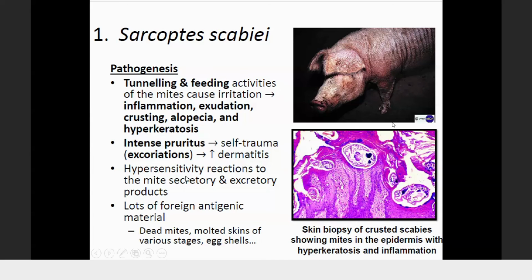There is also a hypersensitivity reaction to the mite's secretory and excretory products, and lots of foreign antigenic materials, for example dead mites, molted skin of the various stages, and eggshells. These are the things that lead to the hypersensitivity reaction. This skin biopsy shows crusted scabies, with mites in the epidermis with hyperkeratosis and lots of inflammatory cells.